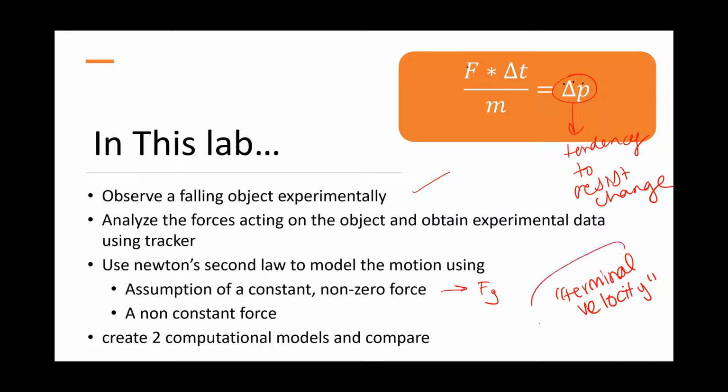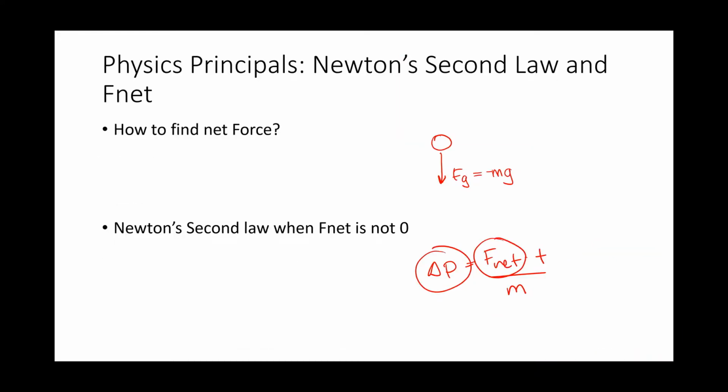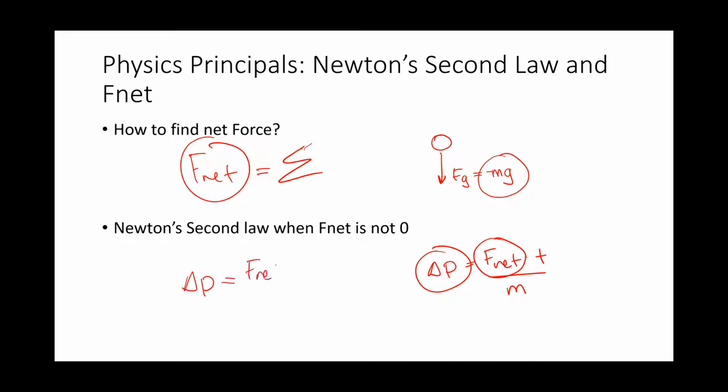Exploring the idea of terminal velocity. And what if we threw an object downwards? What changes might occur? We're going to have to review some physics principles, including Newton's second law and net force. Net force is the sum of all of the forces acting upon an object. When Newton's second law has an Fnet of 0, it also means that the change in momentum will be 0, as we showed in the last lab. However, when Fnet is not 0, that means that there will be a positive change in momentum.